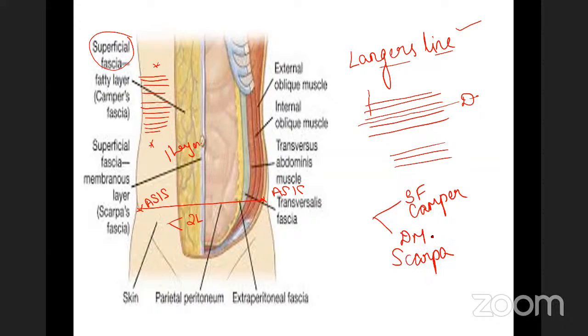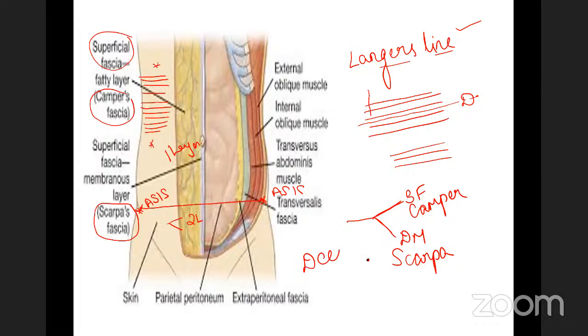So what did we say? We said that the superficial fascia is single layered above the line joining the anterior superior iliac spines, but below the line, the superficial fascia splits into two layers. Superficial most is the Camper's fascia, which is fatty, and then deep to the Camper's fascia, you have the Scarpa's fascia, which is membranous. Okay, in the abdomen, you don't have deep fascia.